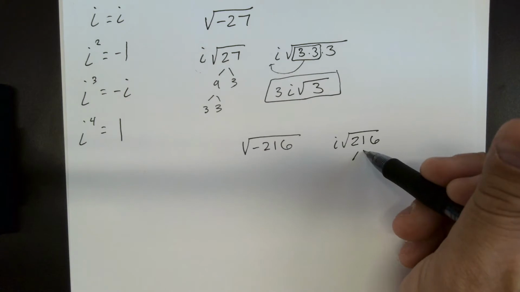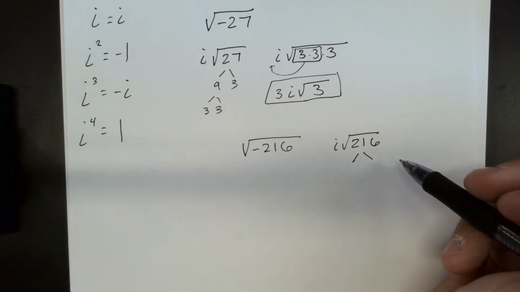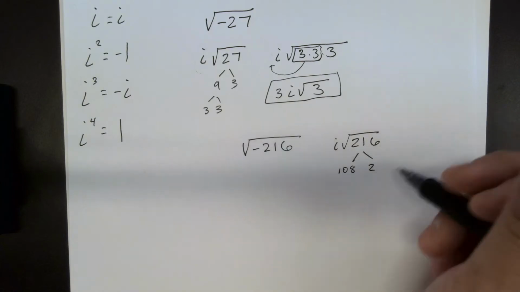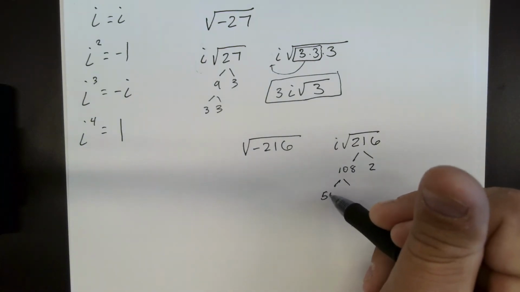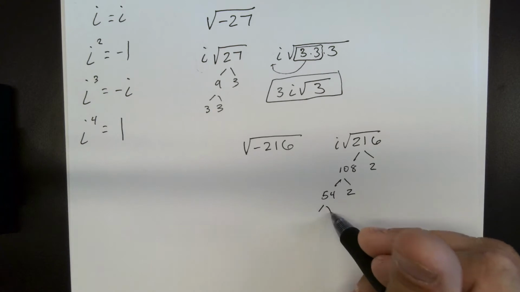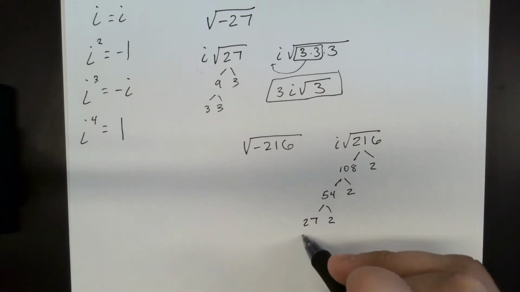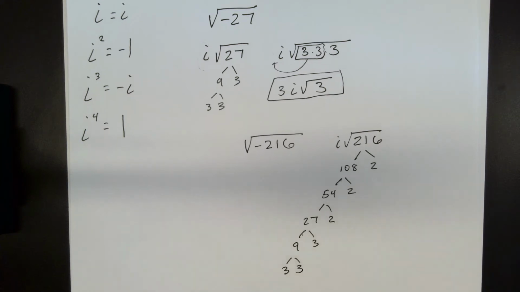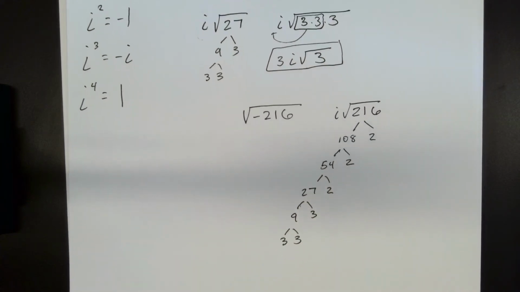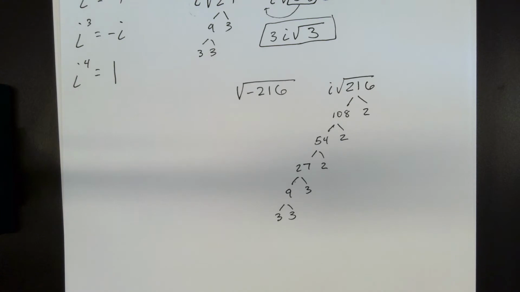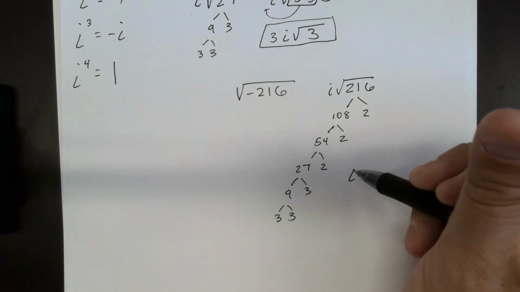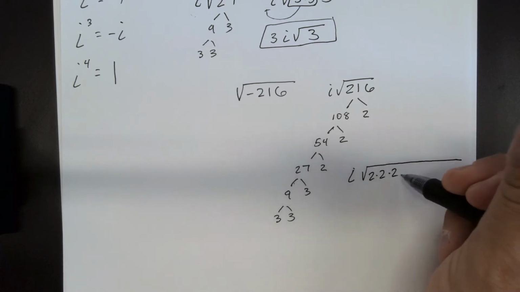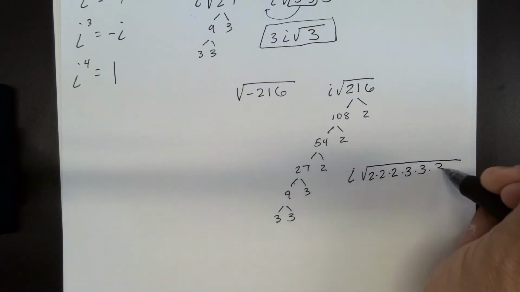And then we're going to factor 216. Yep. So 108 and 2. 54 and 2. 27 and 2. 9 and 3. 3 and 3. So underneath our square root, we're going to have an i out front. Underneath it, we're going to have three 2's and three 3's.